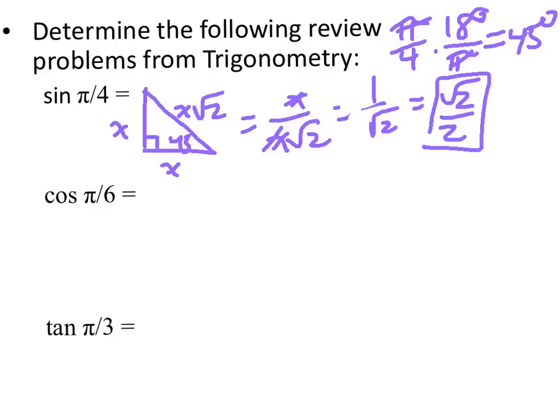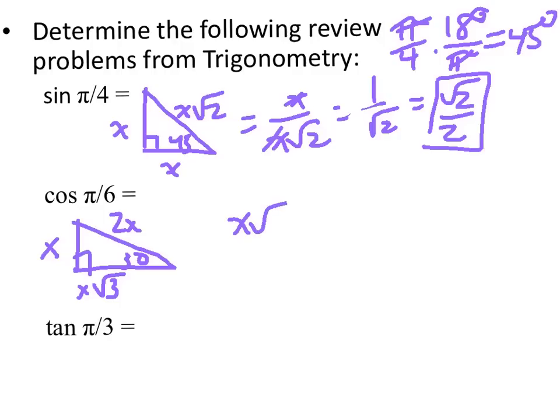anytime you see that problem on the AP exam. So another example, cosine of pi over 6 is the same as the cosine of 30. So I need to know the ratios in a 30, 60, 90 triangle, which are x is opposite to 30, the hypotenuse is double that, and the third side is x radical 3. That's how I memorize that. And then I do the cosine of pi over 6, which remember is the cosine of 30, adjacent over hypotenuse. So x radical 3 over 2x, where the x's cancel, and I get radical 3 over 2.